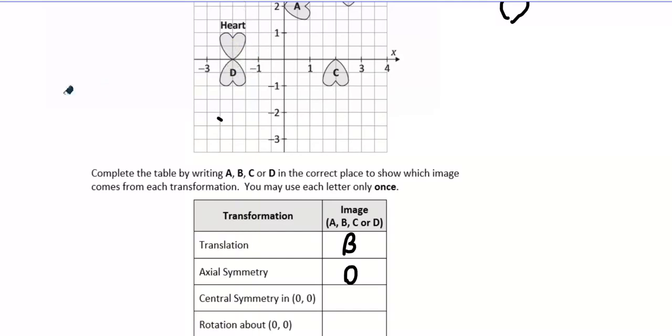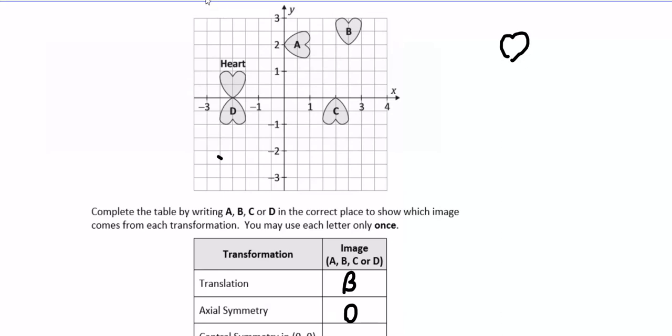The next one is central symmetry in O. So here's a little trick. Join this point of the heart to this point here. Join this part of the heart, which is the split, to this part here. And you can see that all the points are going through 0, 0. You can see that the heart is being moved through this central point here. All its parts are being moved through the central point and reflected out the other side. So that's going to be C.